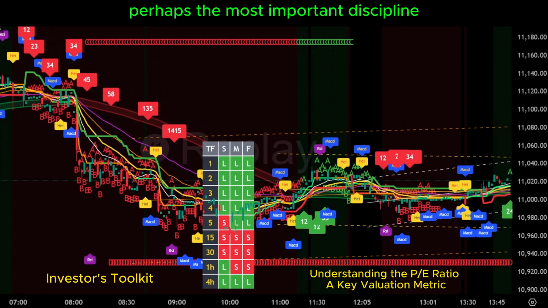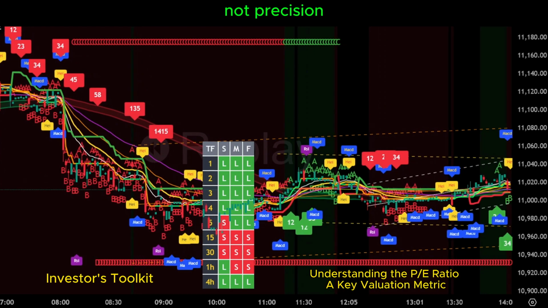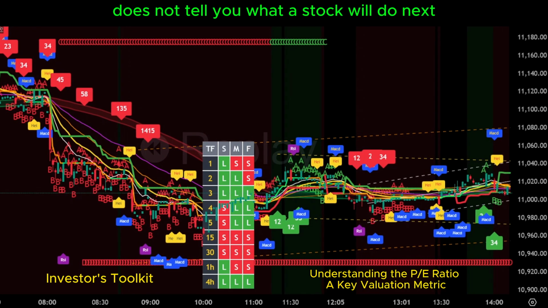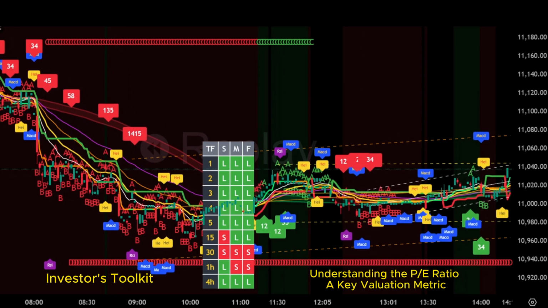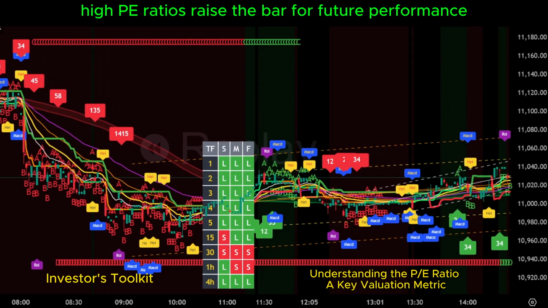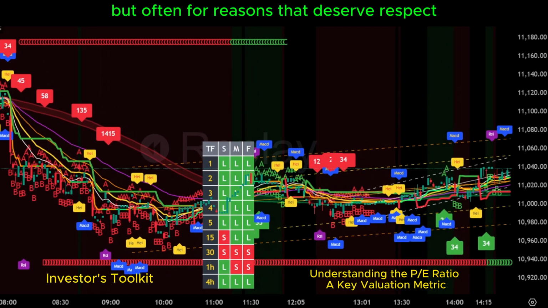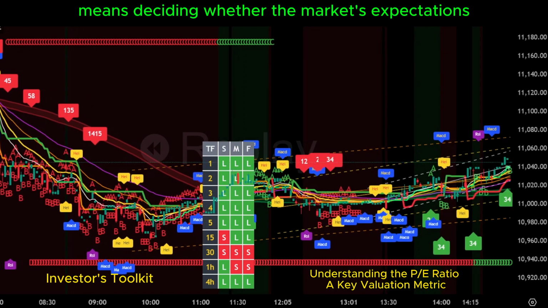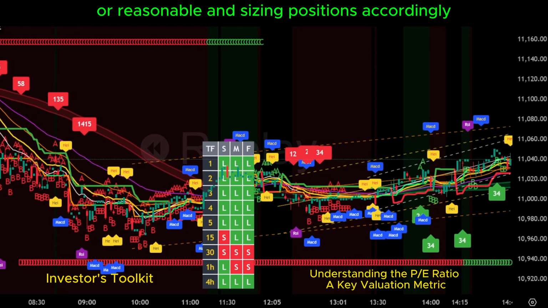Perhaps the most important discipline is remembering that valuation is about probability, not precision. The P/E ratio does not tell you what a stock will do next. It tells you how much optimism or pessimism is already priced in. High P/E ratios raise the bar for future performance. Low P/E ratios lower it, but often for reasons that deserve respect. Investing well means deciding whether the market's expectations are too high, too low, or reasonable, and sizing positions accordingly.